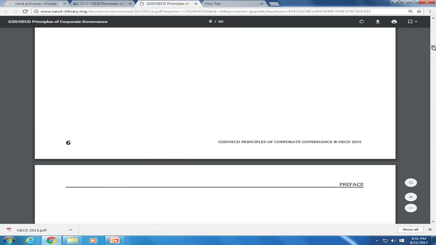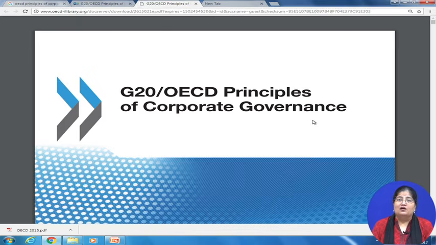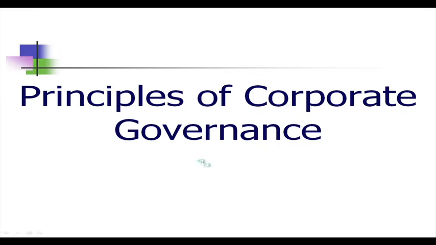We will go into the details of these principles, and as far as the OECD principles are concerned, I will read directly from the document and I will give you a summary on the slides when you get the reading material. And what you can do is just Google the word OECD principles 2015 and you will get access to the same document. So that is how we will do this. Okay, so let's see what we have here for you. Principles of corporate governance here. Okay, what are the principles?